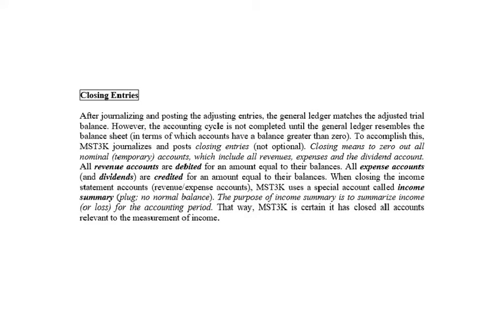Okay, we've arrived pretty much at the end of the accounting cycle here. So only a couple of steps left, that's it. And then we're done. And the second to last step is going to be doing your closing entry.